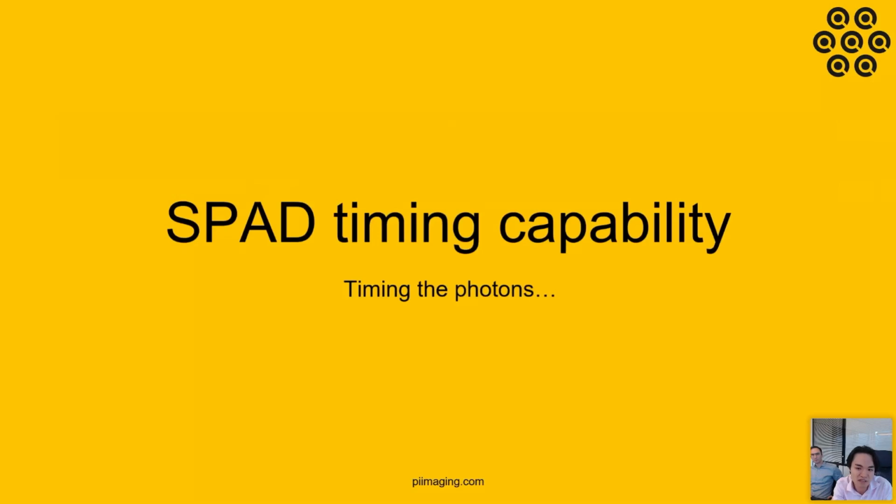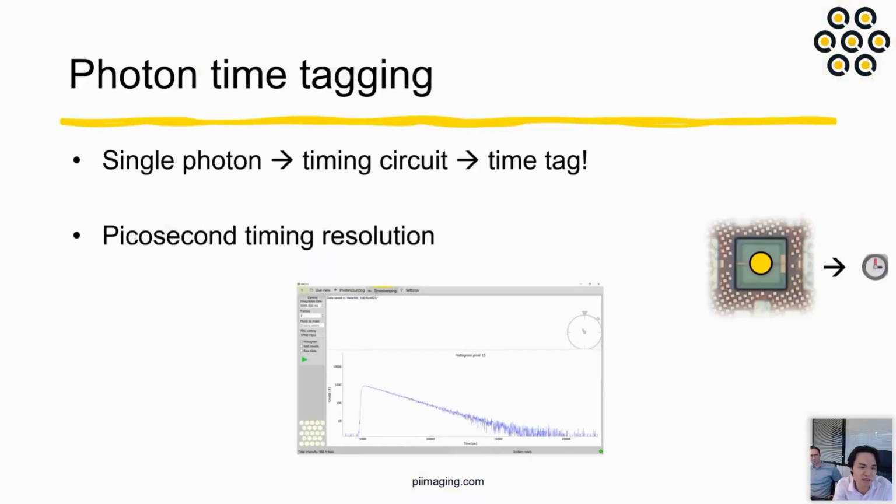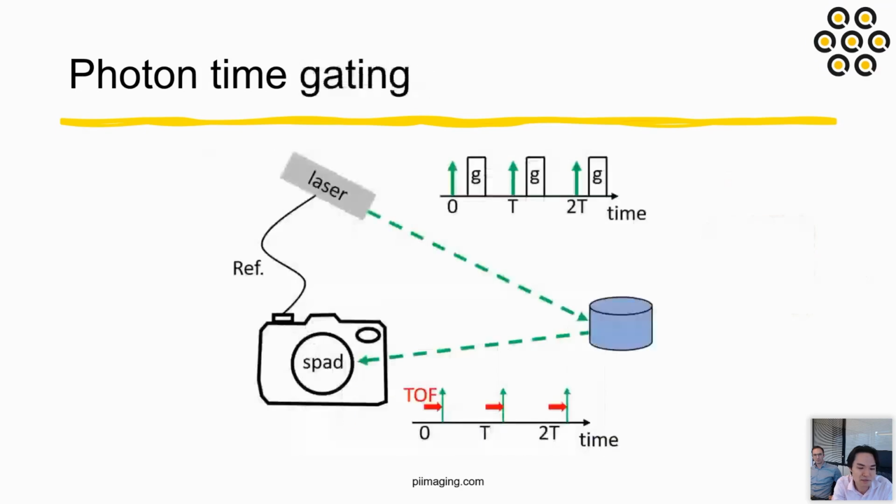So the SPAD also has timing capability. As I mentioned, this can be done by adding a timing circuit over the readout circuit itself. So the timing of the photon arrival can be time tagged directly. And as mentioned, this is done in the picosecond timing scale. We can also use time gating.